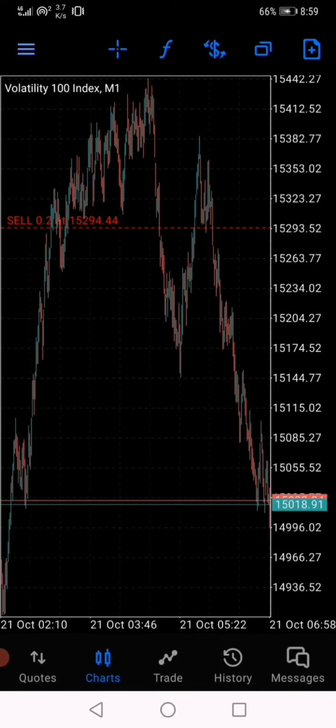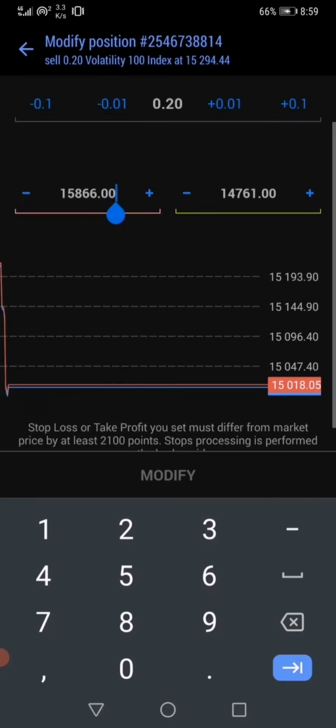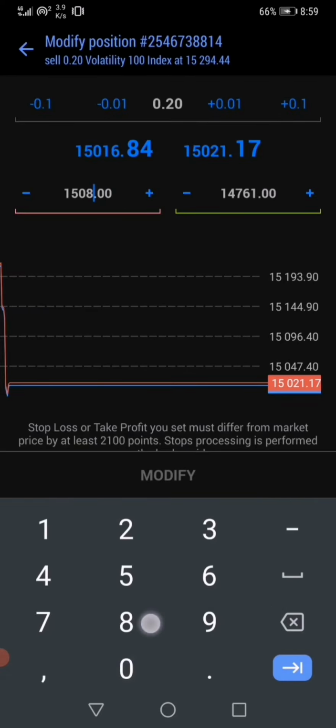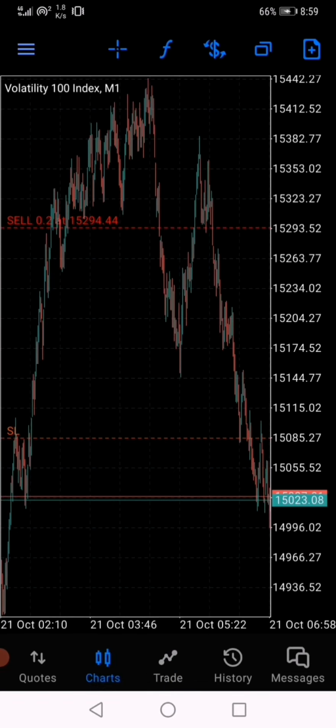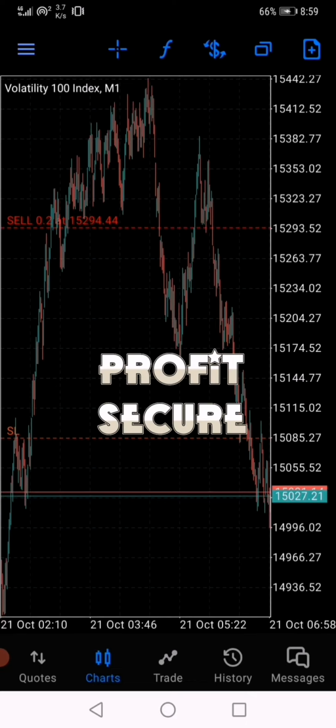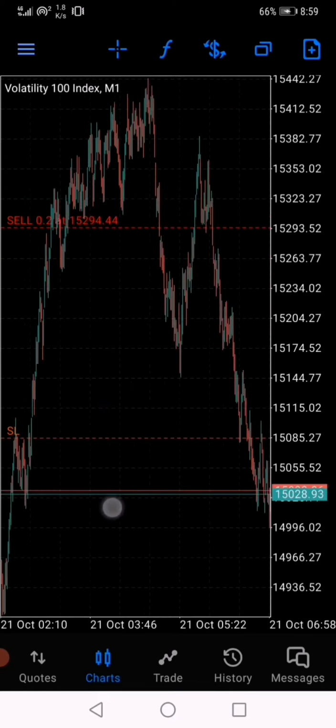So let's set the stop loss to 150.85. With this, we have assured that we have profit from this trade even when it decides to go up. Once it reaches 150.85, it will close and I'll still have my money. So this is how you secure profit by locking. You can see the stop loss is now there.